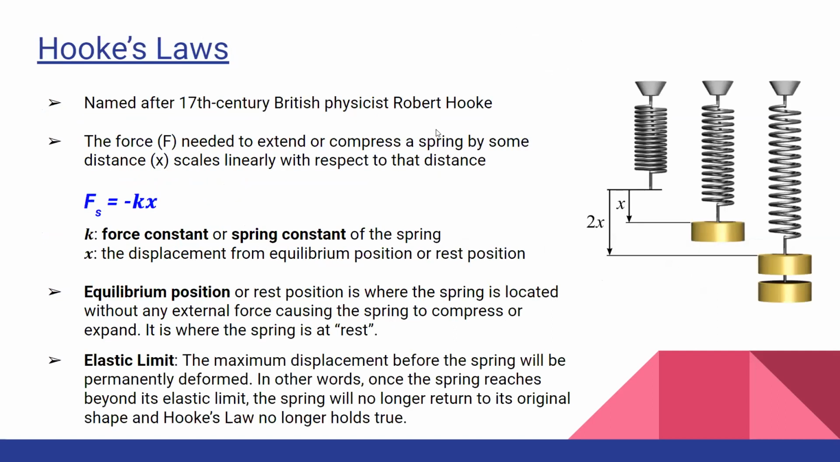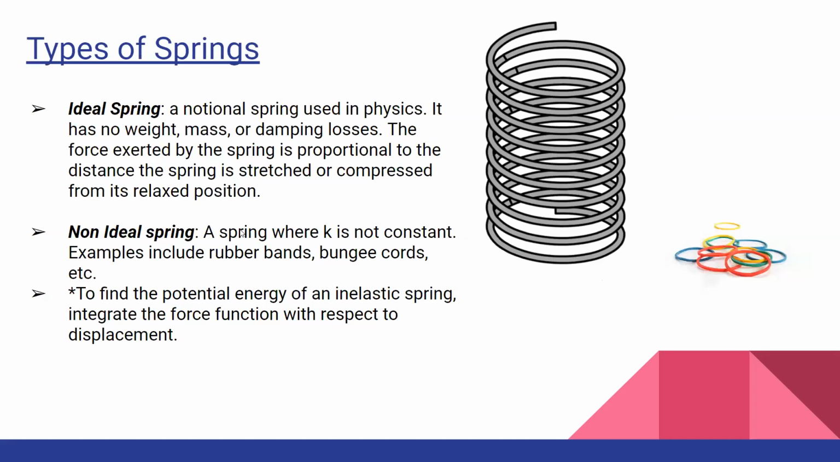Non-ideal springs are more realistic. They're like the normal springs that you'll encounter, and this is where the spring constant, or the amount of force needed to pull the spring by some amount, is not a constant number, and it depends on how stretched the spring is. Examples of non-ideal springs that are not necessarily coil springs include rubber bands and bungee cords.